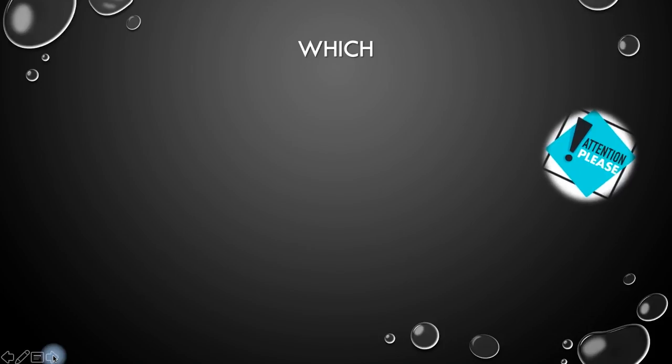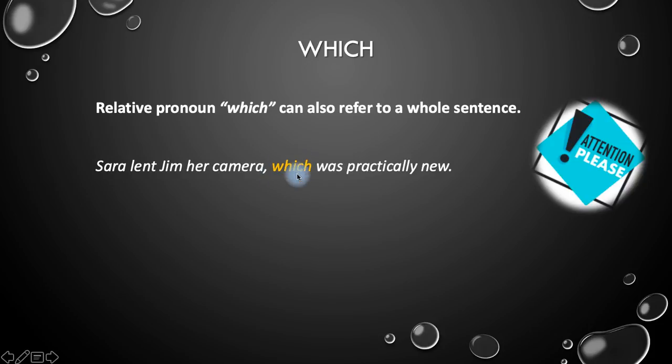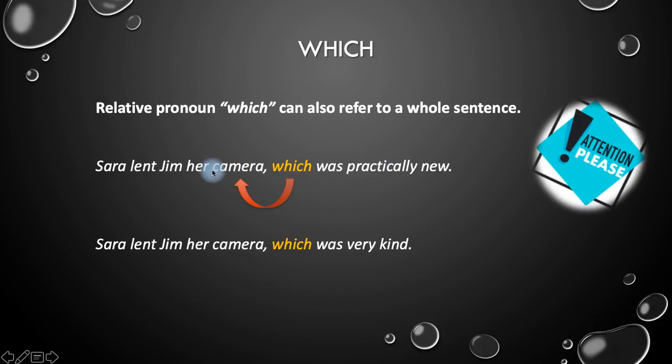Now, what about which? There is one more important thing with which: it can also refer to a whole sentence. Sarah lent Jim her camera, which was practically new. In this case, which refers to the camera only, to this word. The camera was new. But look at this sentence. Sarah lent Jim her camera, which was very kind.